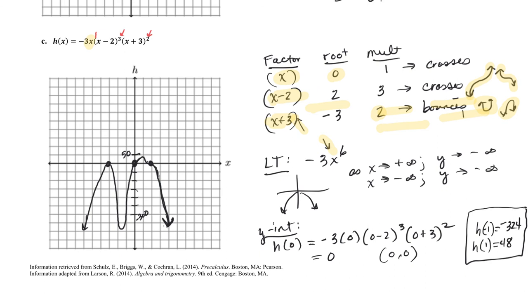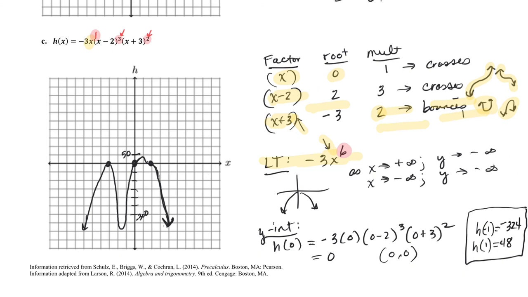All right, next thing we look at is the leading term. Leading term was -3x to the 6th. Now, where on earth did I get that? Well, remember, I've got -3x, which is to the first. And then x minus 2 is to the third power. x plus 3 is squared. So remember, when you multiply values with exponents, you add the exponents. So 1 plus 3 is 4, plus 2 is 6. That gives me that 6th degree polynomial.